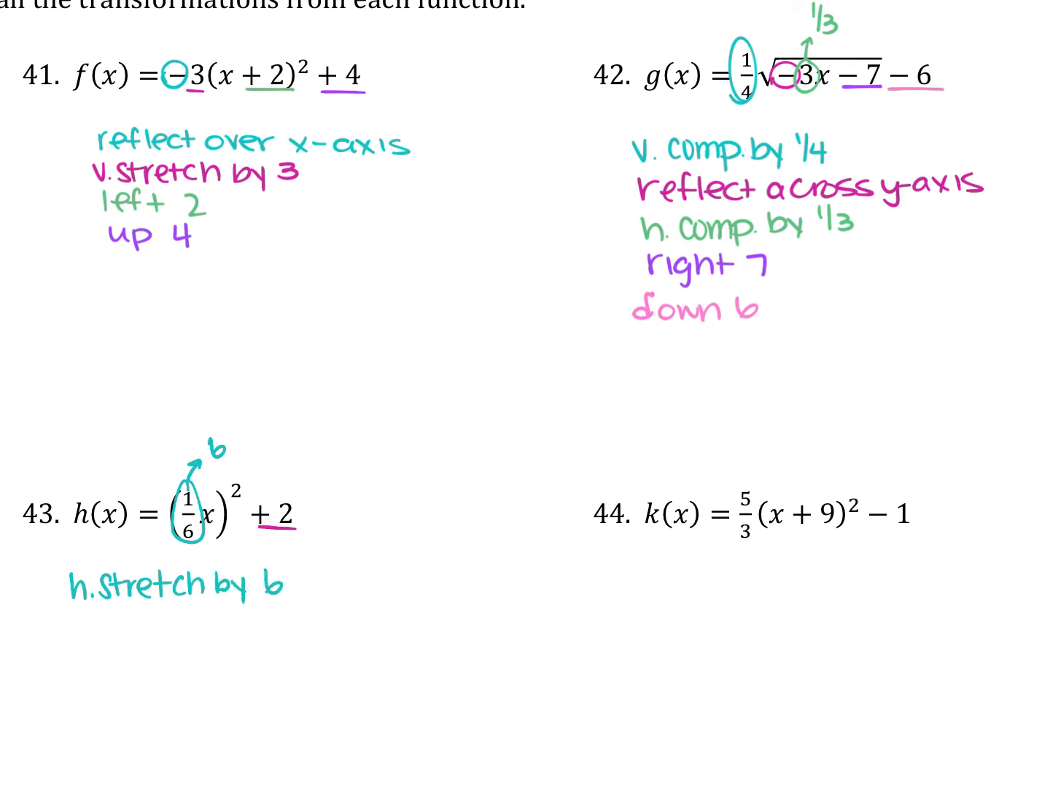Then the plus 2 just means we're going up 2 units. For 44, we have k of x is equal to 5/3 times (x plus 9) squared minus 1. That 5/3 is greater than 1, so this is a vertical stretch by 5/3. The plus 9 means we're going left 9 units. And the minus 1 means we're going down 1 unit.